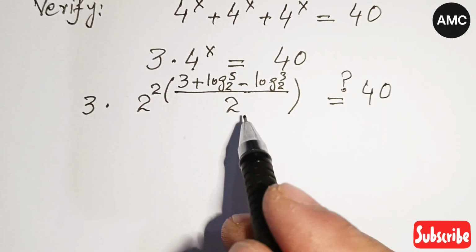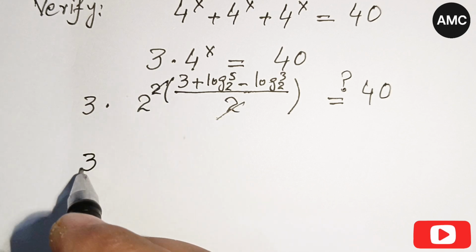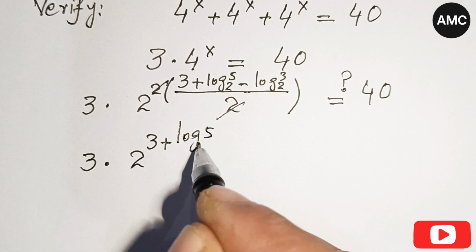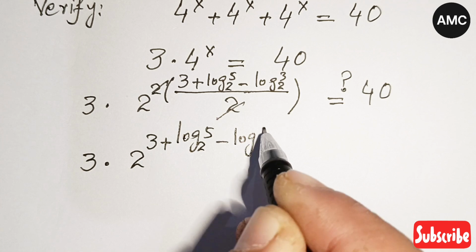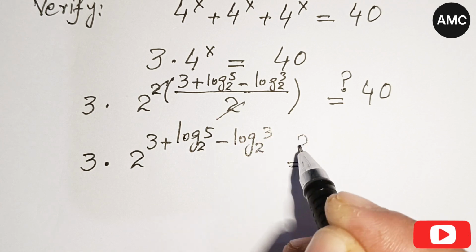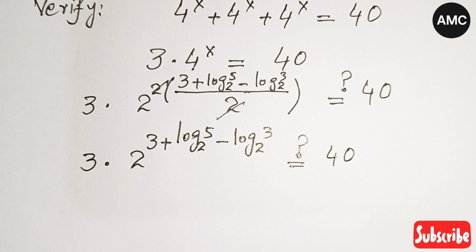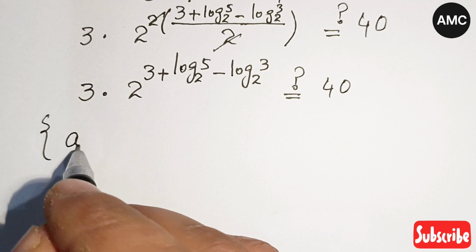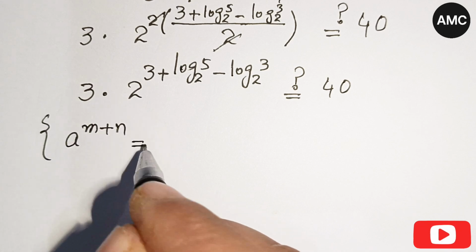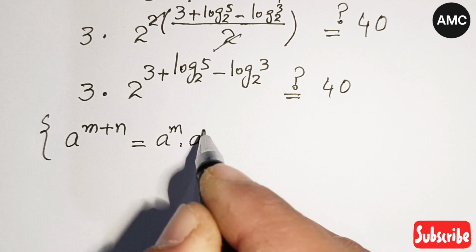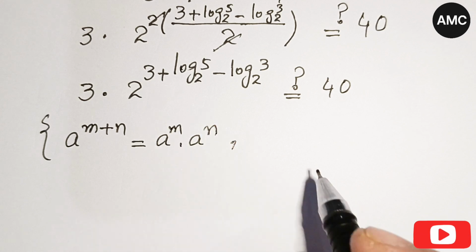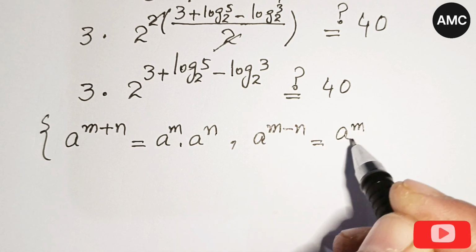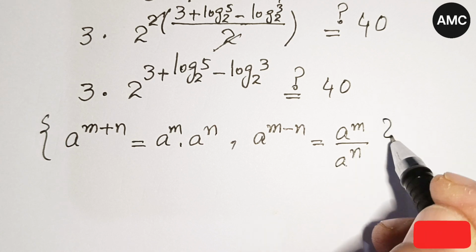Now this 2 cancels out with the 2, so we get 3 times 2 to the power 3 plus log 5 to base 2 minus log 3 to base 2. Is it equal to 40? Now using exponential laws, as we know, a to the power m plus n is equal to a to the power m times a to the power n. Similarly, a to the power m minus n is equal to a to the power m divided by a to the power n.